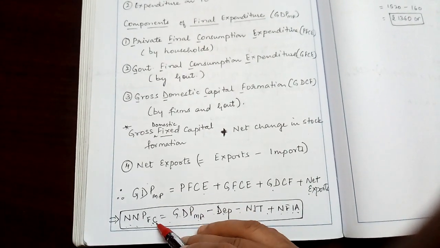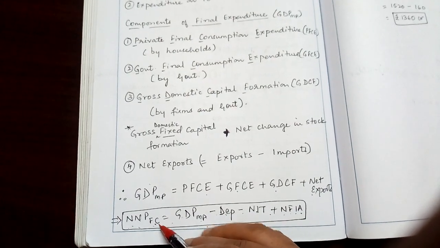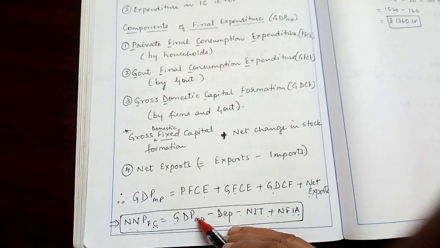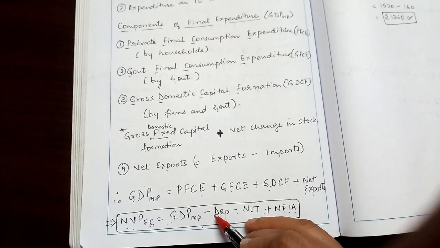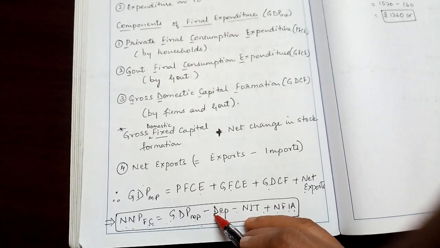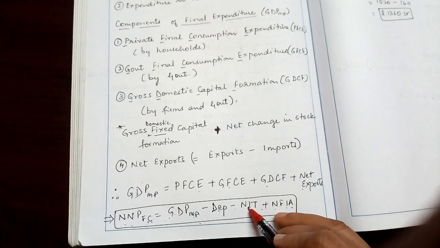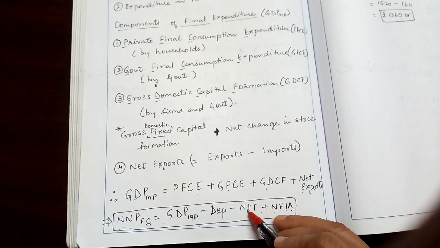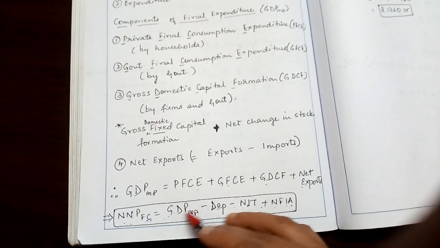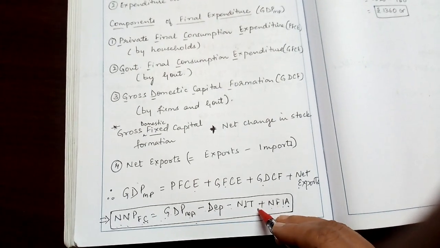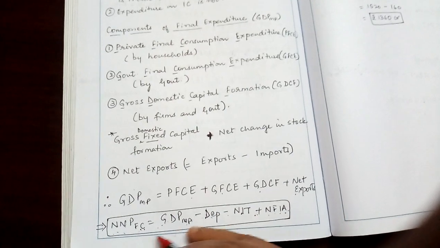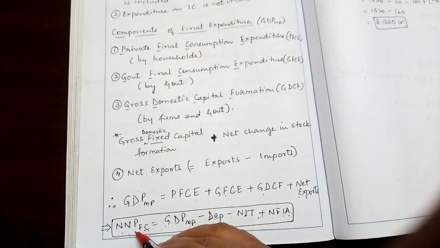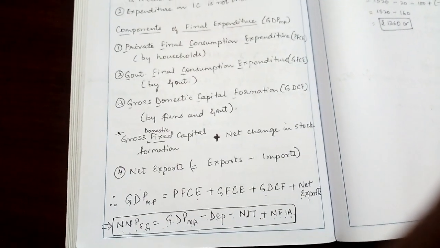The net national product at factor cost or national income is given by the GDP-MP minus depreciation, which would give us NDP-MP, minus NIT, that would give us NDP-FC, that is the domestic product, plus net factor income from abroad would give us national product. Let us look at an example.